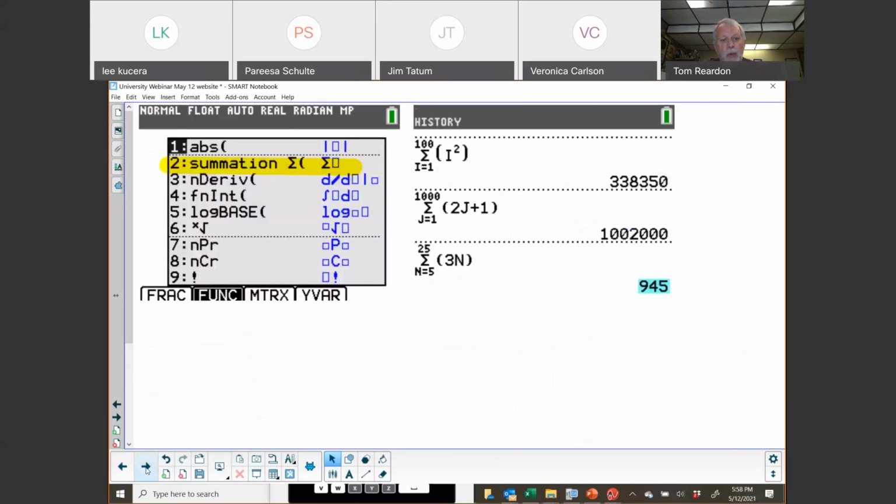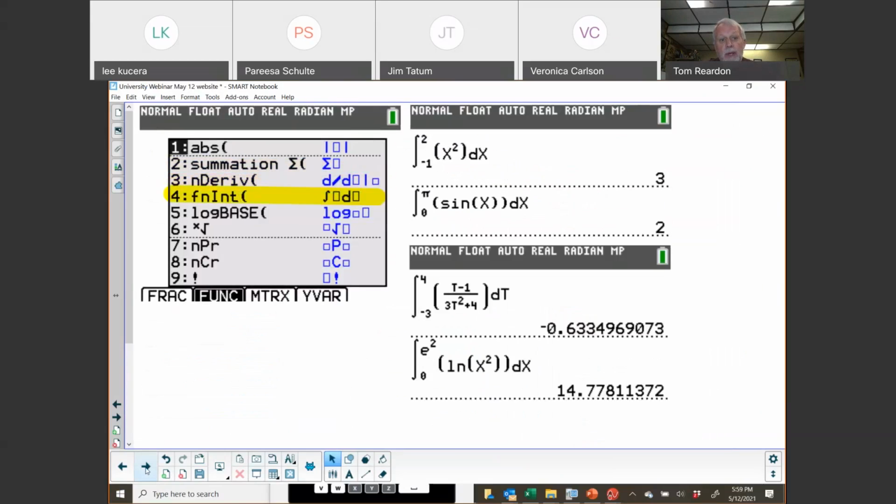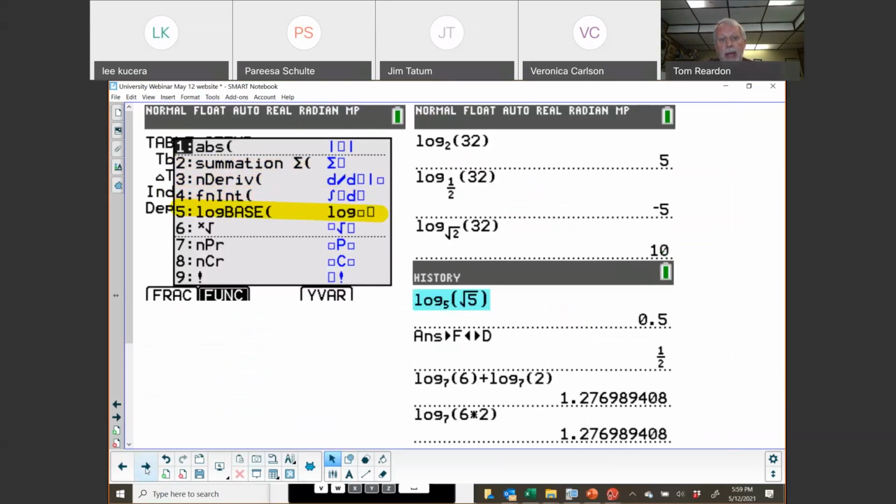So real quickly, we've got sigma notation on the 84, numerical derivative, numerical integral, and now logs to different bases is also available on the 84. So be aware of that. I love showing this, how you can show the properties of logs. If you add 2 logs, you're actually multiplying the arguments there.